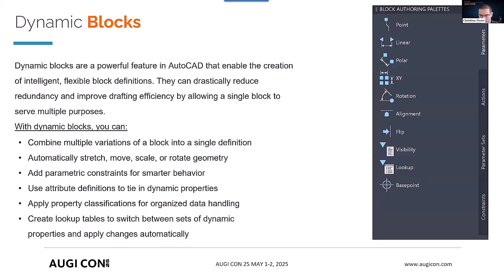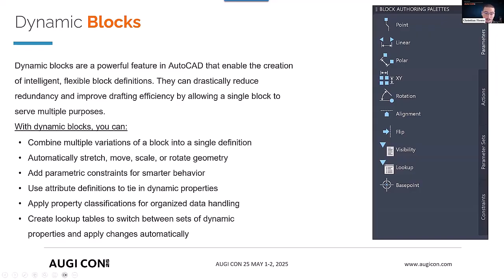Now, dynamic blocks, what does this really mean? Dynamic blocks are a powerful feature in AutoCAD that enable the creation of intelligent, flexible block definitions that can drastically reduce redundancy and improve drafting efficiency by allowing a single block to serve multiple purposes. With dynamic blocks, you can, but remember, you're not limited to, combine multiple variations of a block into a single definition. So think of, you have 5 types of blocks. You can throw it all into one block, and then you can cycle it using a visibility state parameter.